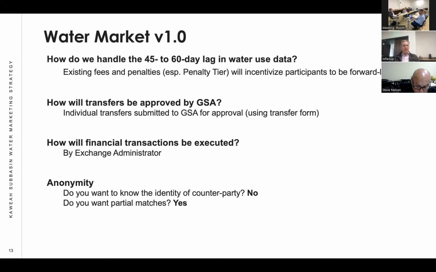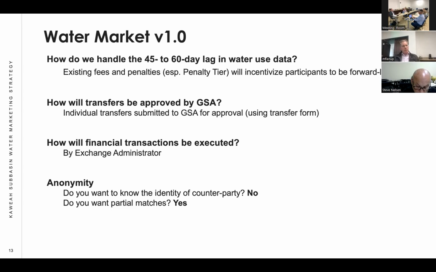And the committee decided that the existing fees and penalties actually provide really powerful incentives for water users to be forward-looking and to anticipate that their water use may already be greater than what's recorded in the dashboard, and to plan accordingly. And in particular, the committee noted that the penalty tier, which requires an individual to forego that amount of allocation in the next year, was a very, very powerful incentive. You don't just pay a penalty, you lose that same amount of water in the next year.